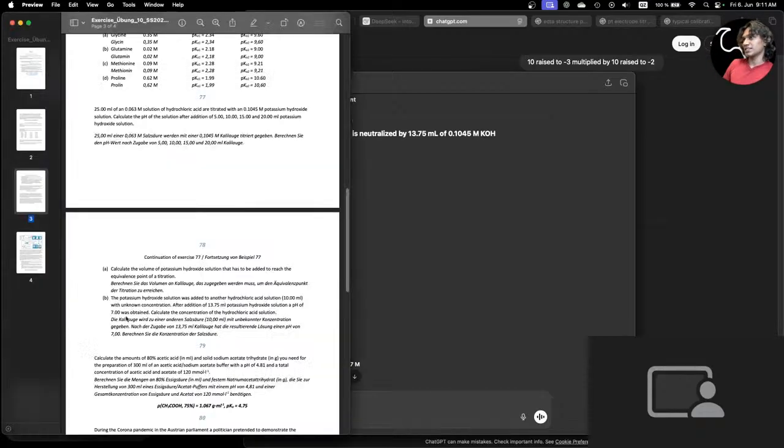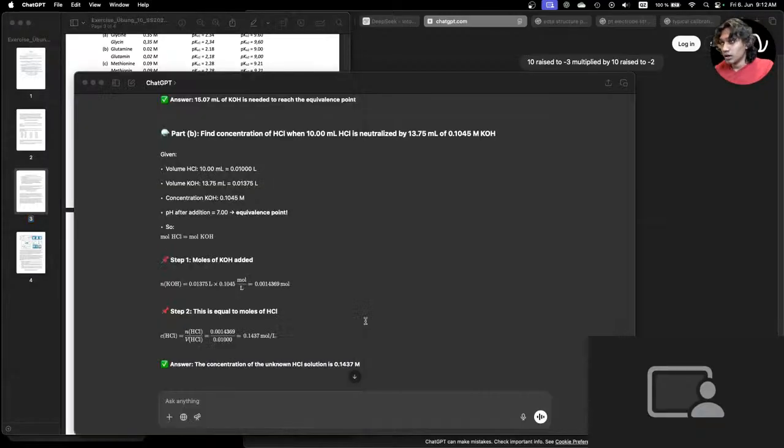Now I have to find the concentration, right? Concentration is number of moles by volume. Concentration of HCl equals number of moles of HCl by volume of HCl, which equals 1.437 into 10 raised to minus 3 by 10 into 10 raised to minus 3, which equals 14.37 into 10 raised to minus 2 moles per liter.